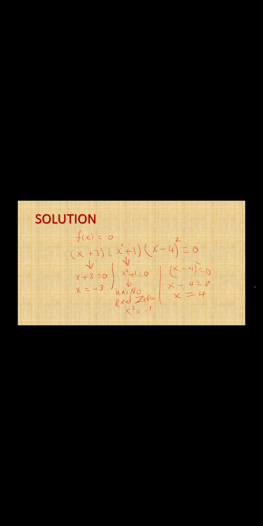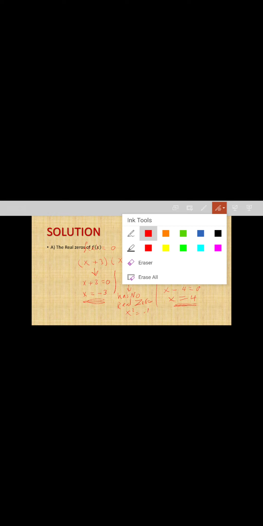So in this case, what are the real zeros of the function? x equals negative 3 and x equals 4. This is how we can find the real zeros of f of x.